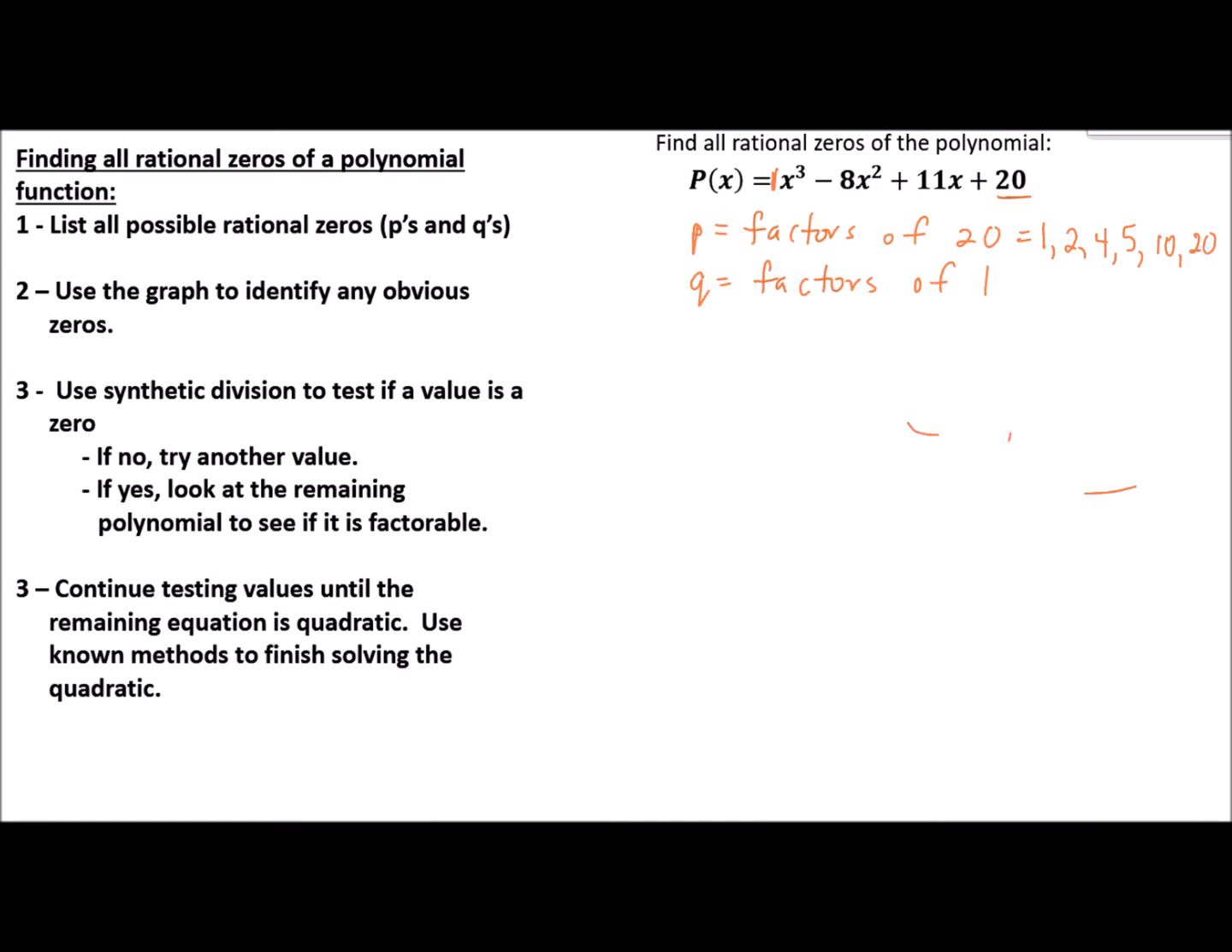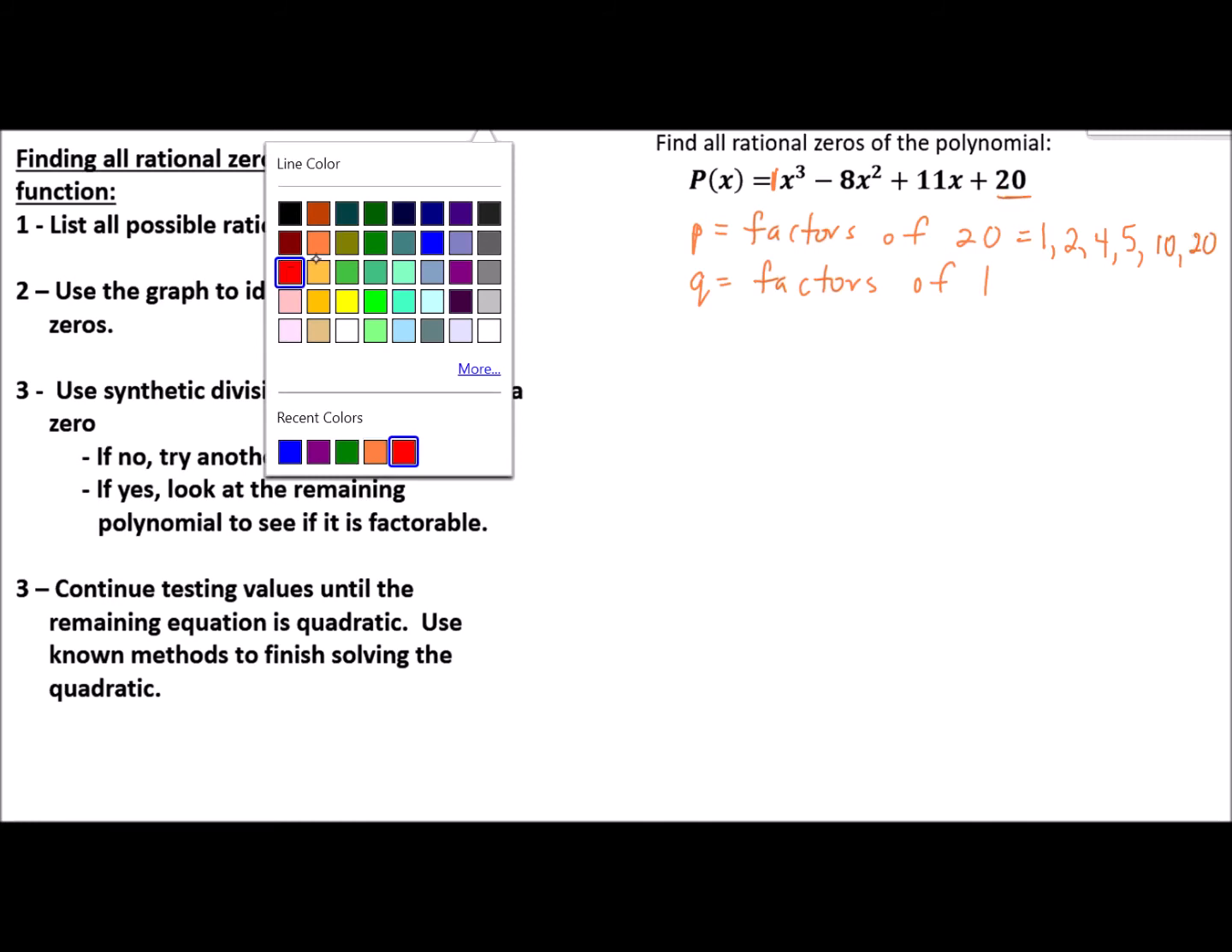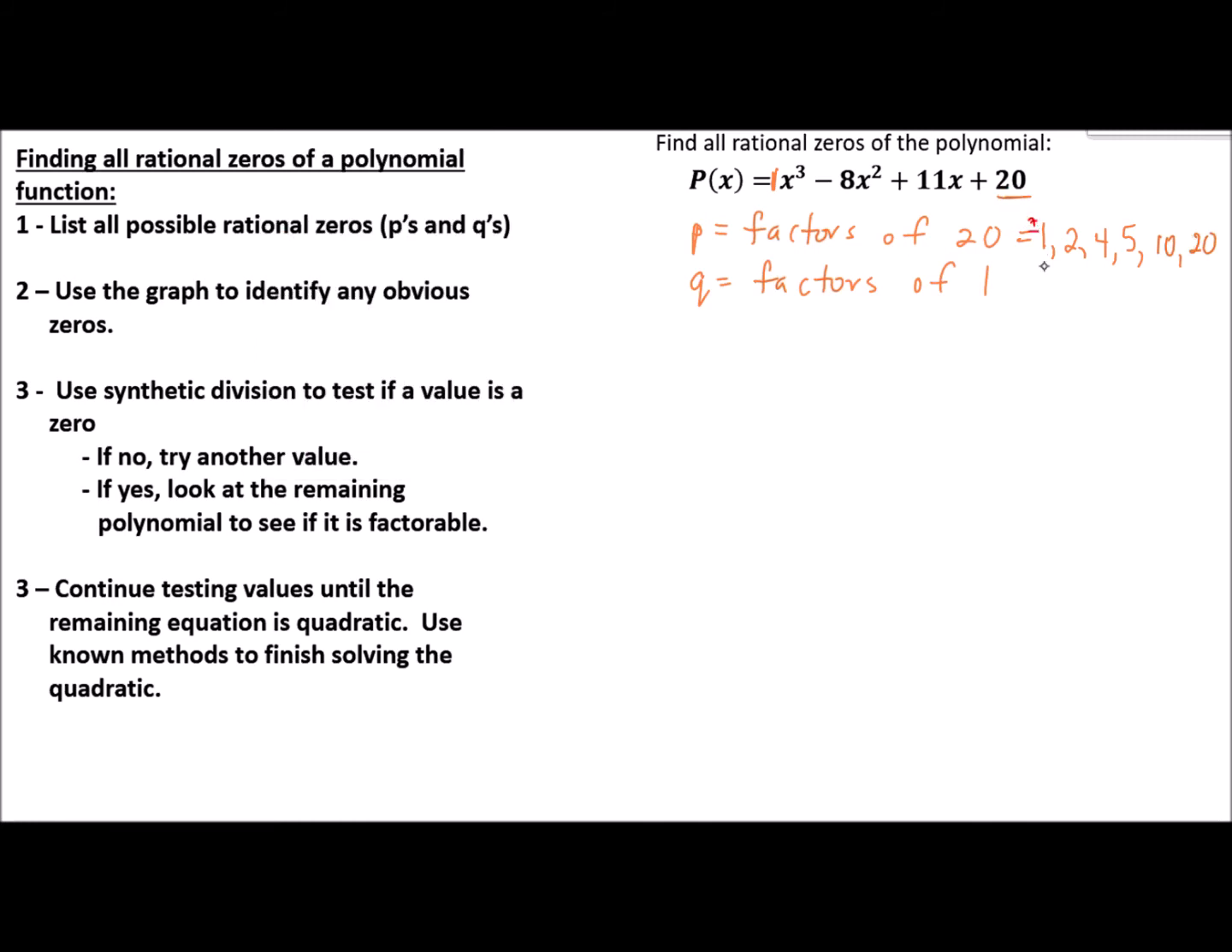All right, so also don't forget that the pluses or minuses are options as well. Plus or minus. This guy's going to be plus or minus 1. So p over q equals 1 divided by 1, 2 divided by 1, and so on. It's just going to be those p values.